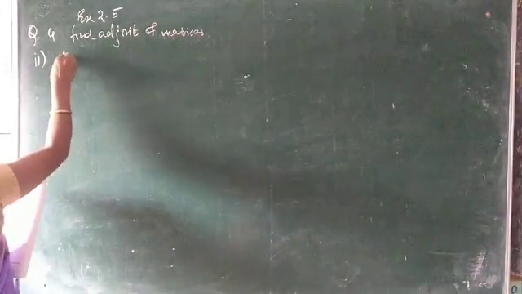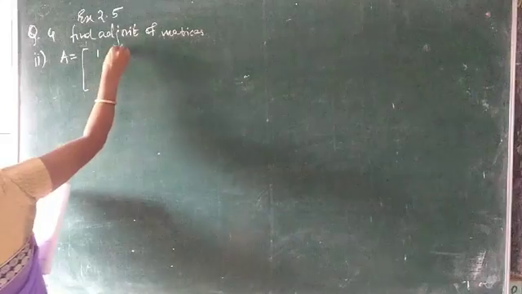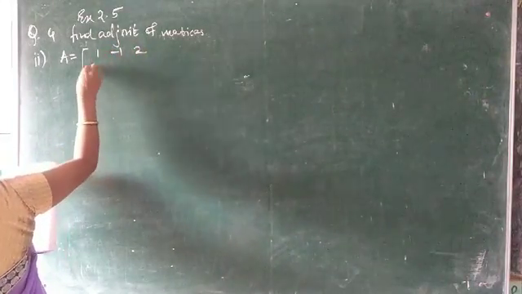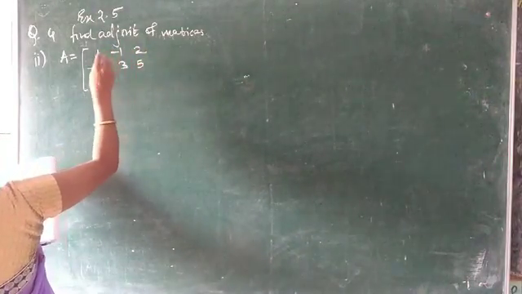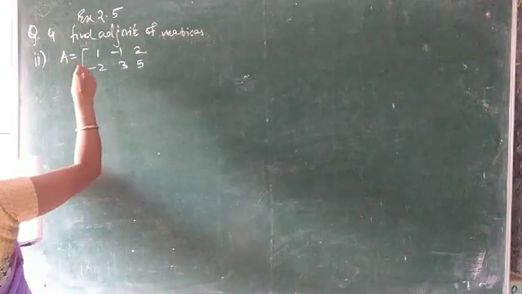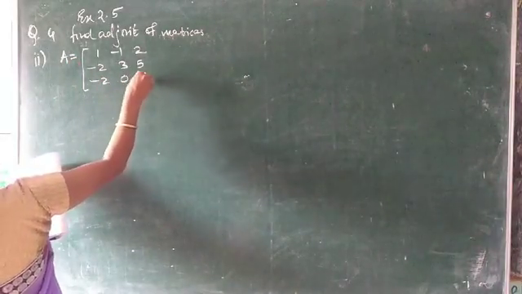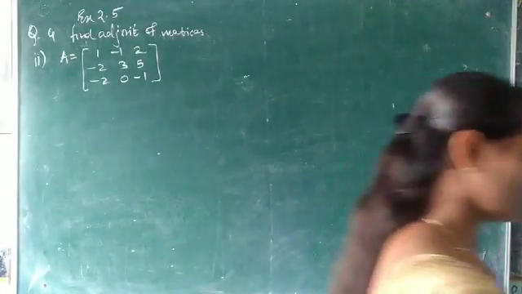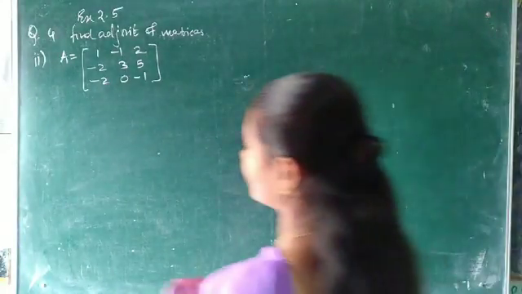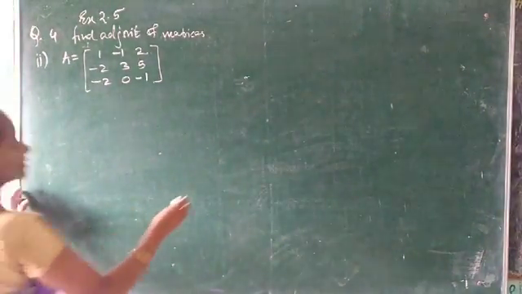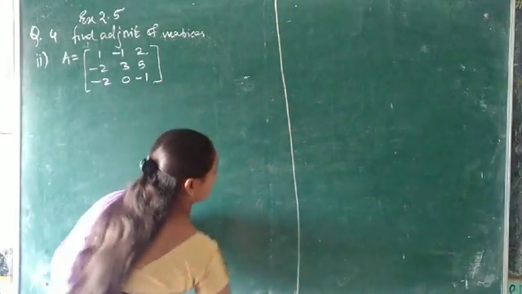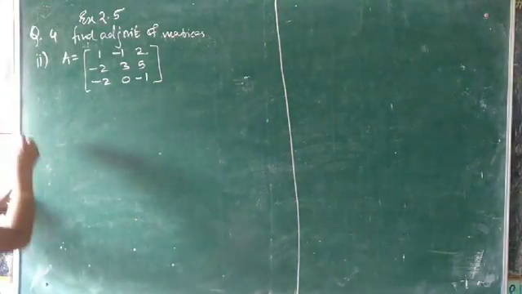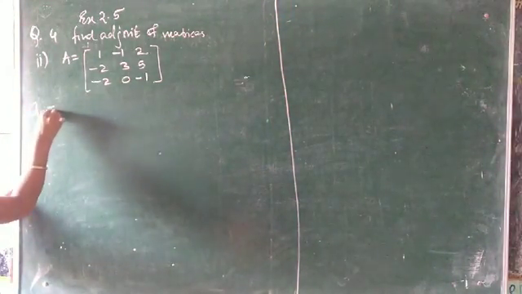1, minus 1, 2, minus 2, 3, 5, minus 2, 0, minus 1. We have to find the adjoint. Adjoint means what? Transpose of our cofactor matrix. So first we find the cofactor matrix.